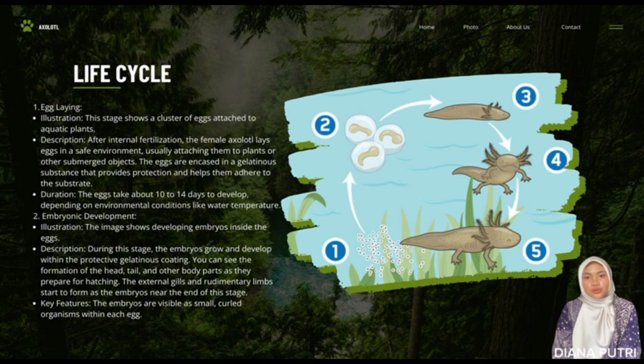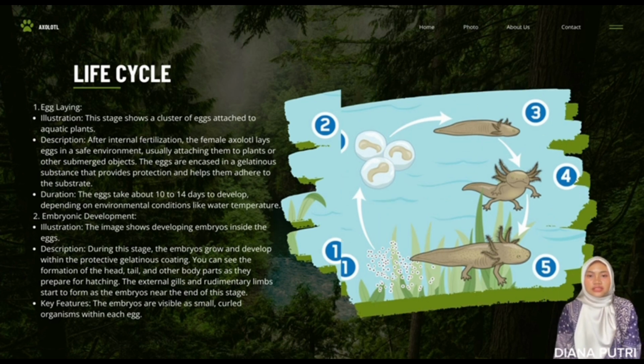Second is embryonic development. This image shows the developing embryo inside the eggs. During this stage, the embryos grow and develop within the protective gelatinous coating. You can see the formation of the head, tail, and other body parts as they are prepared for hatching. The external gills and rudimentary fins start to form as the embryos near the end of the egg stage. Key features: the embryos are visible as small curved organisms inside each egg.